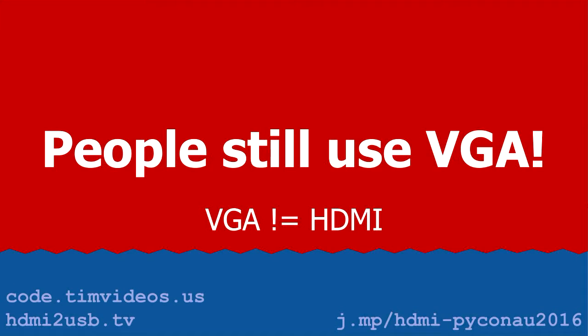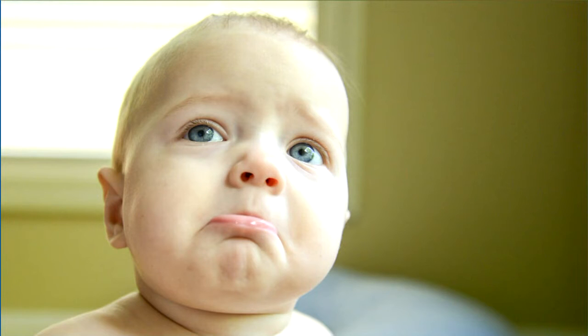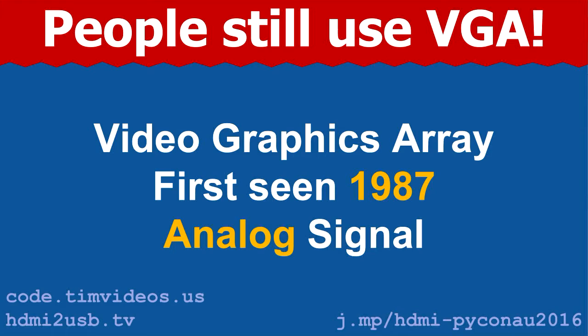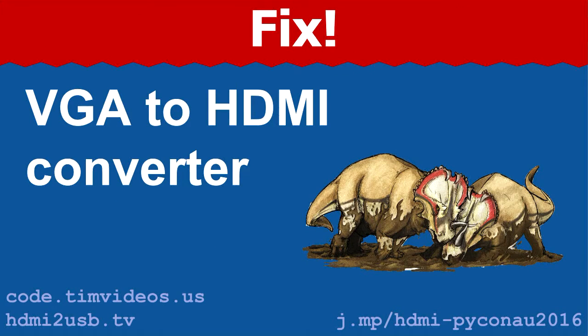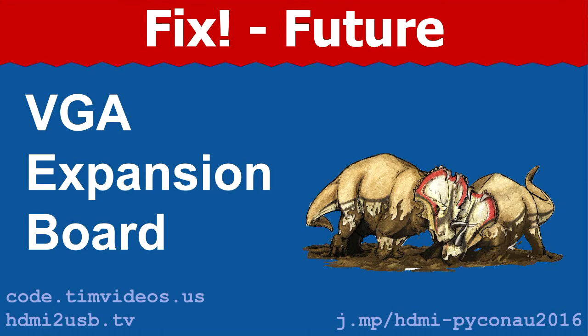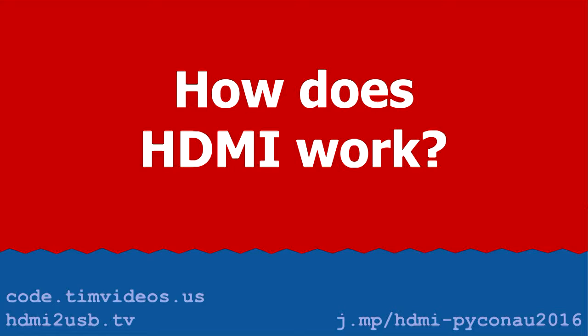There's a problem with this, though. People still use VGA, and VGA is not HDMI, and that makes me sad. It was developed in 1987. It's an analog signal. Our fix for that is to use a VGA to HDMI converter and hope they kind of stop doing it like the dinosaurs did. But we also have a VGA expansion board in the plan in the future. So that's all good. But how does HDMI itself work?